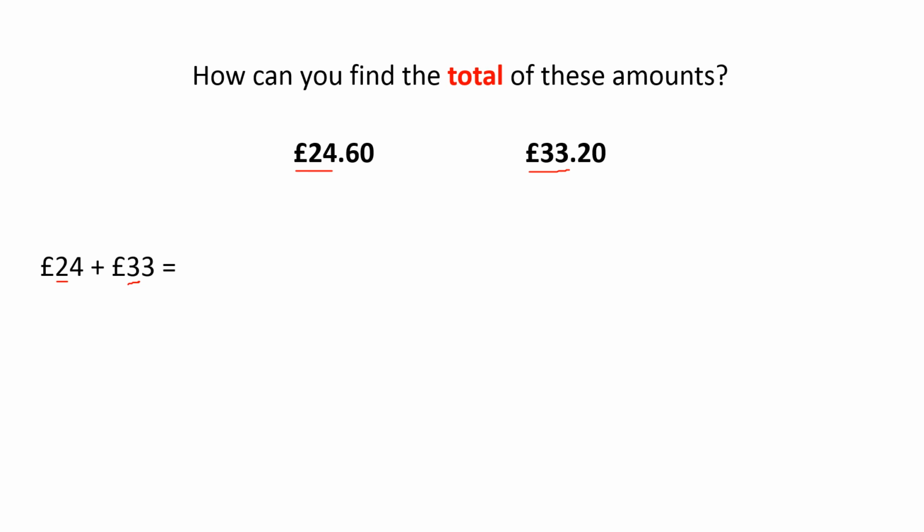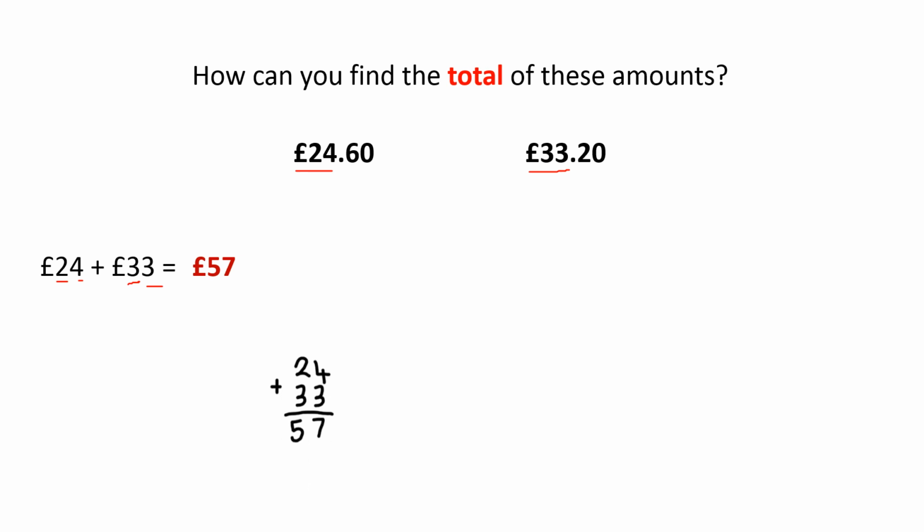And then we have the ones. 4 plus 3, which is 7. So 50 plus 7 is £57. Excellent. Now remember, we're talking about money, so don't forget the pound symbol. So that was how we could work it out, using partitioning method and mentally in your head.